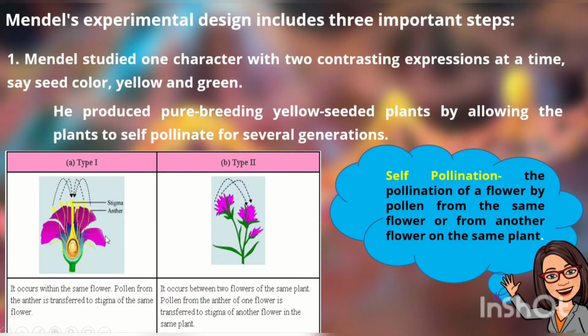So two types of self-pollination. We have type 1, wherein it occurs with the same flower. Pollen from the anther is transferred to the stigma of the same flower. For type 2, it occurs between two flowers of the same plant species. Pollen from the anther of one flower is transferred to the stigma of another flower in the same plant.